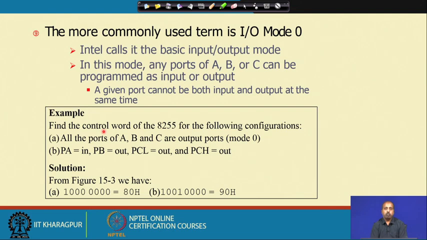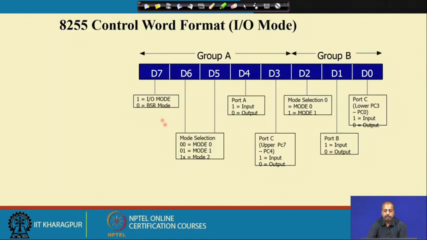In this mode, all ports of A, B and C can be programmed as input or output, and a given port cannot be both input and output at the same time. Okay. So, this is an example. Suppose we want all ports of A, B, C in output mode. In this case, if all ports of A, B, C are in output mode and in mode 0, you can see in the previous setting.